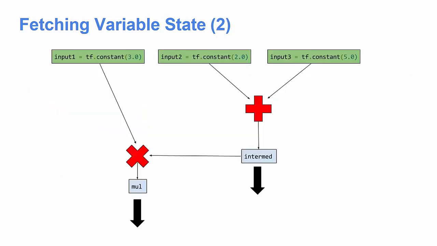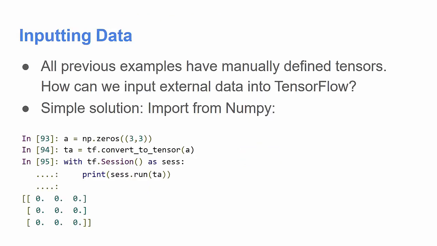To show it graphically, we can say input1 equal to tf.constant(3), input2 equal to tf.constant(2), input3 equal to tf.constant(5), then adding the intermediate for 2 and 3 and then multiplying it with input 1, which will give the output.